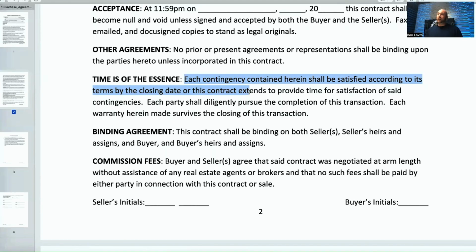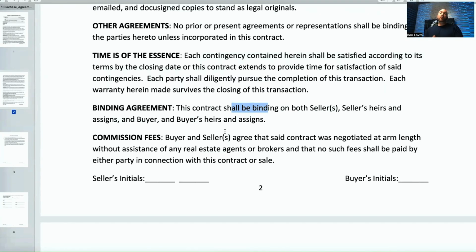We understand time is of the essence. If there's any requests from the attorneys or anyone else in the process, we agree to make sure that we're communicating and following through with anything that needs to be done. This contract is a binding agreement for the buyer, the seller, their heirs, and anyone else involved.